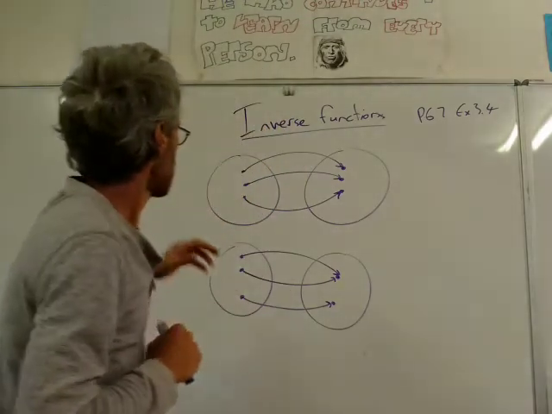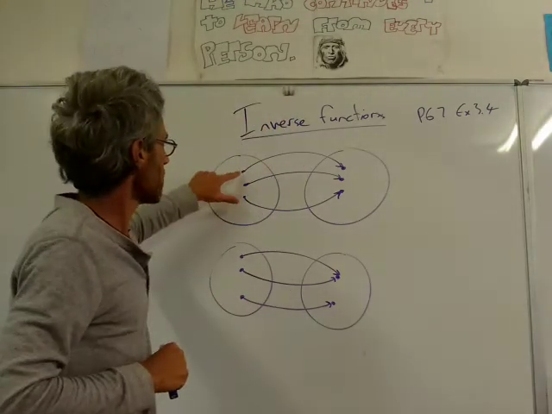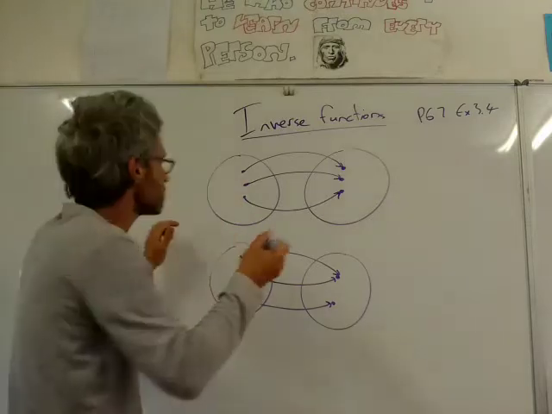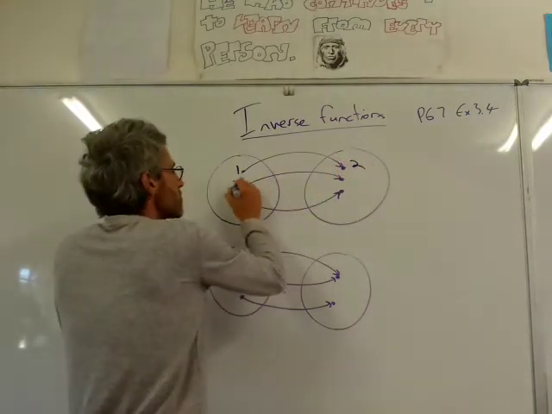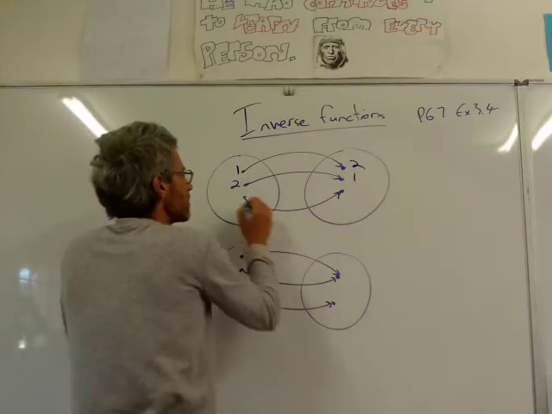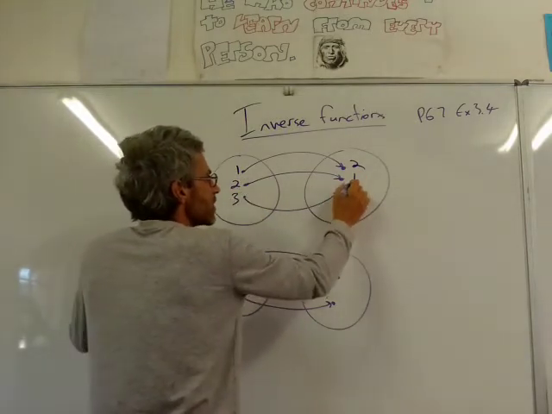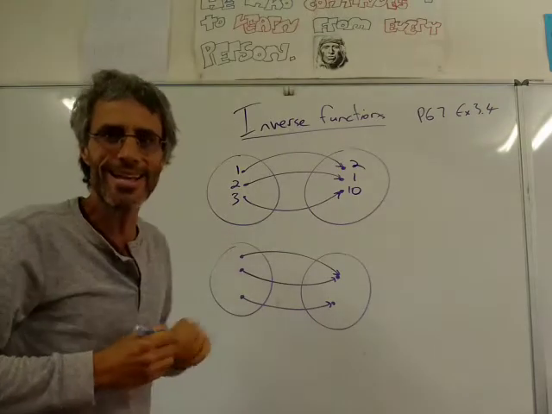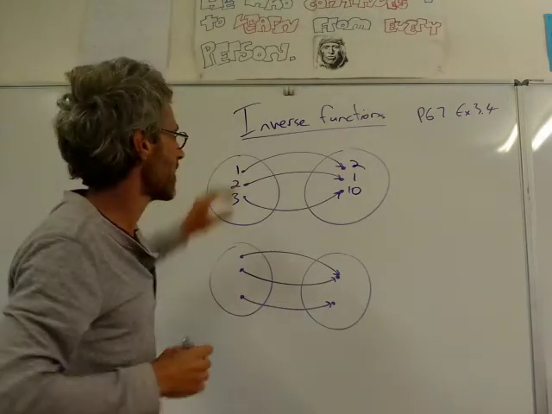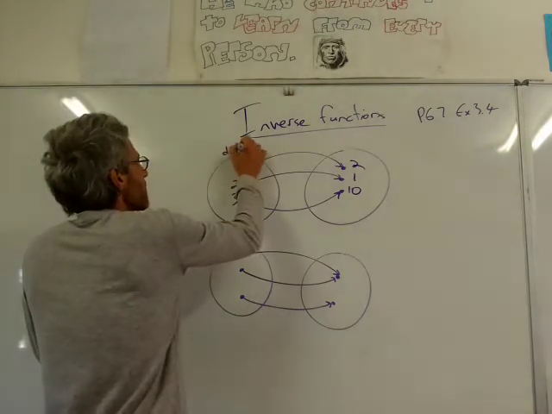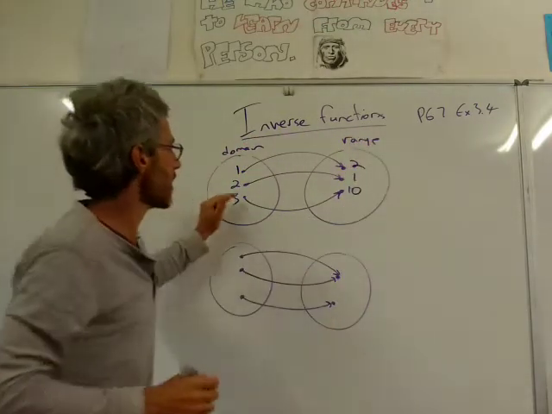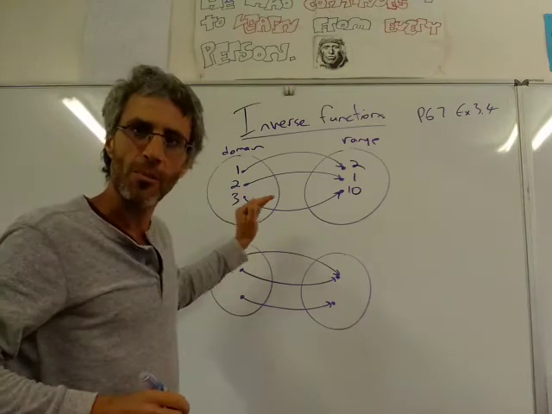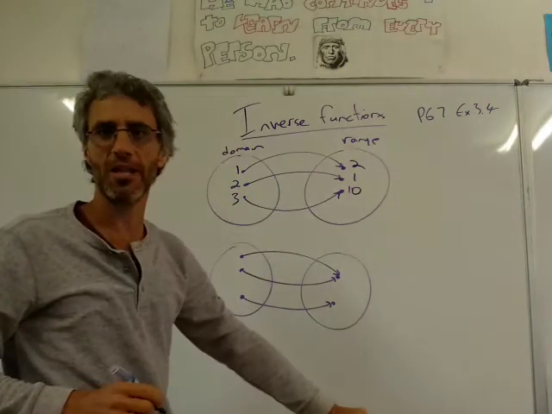Let's have a look at this function. Let's just give it some numbers. Let's say it takes a 1 and it turns into 2. It takes a 2 and it turns it into 1. It takes a 3 and it turns into 10. Each element in the domain, this is the domain and this is the range, becomes a different number in the range.